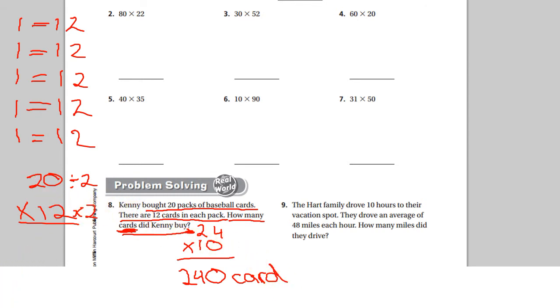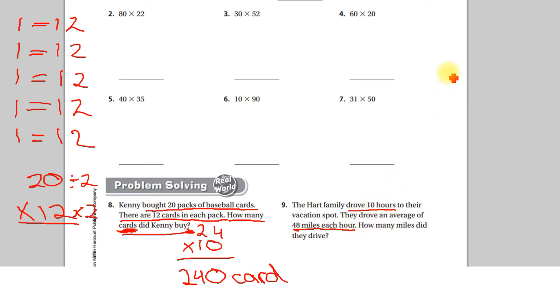All right. Let's see. The Hart family drove 10 hours to their vacation spot. They drove an average of 48 miles per each hour. How many miles did they drive? So again, I'm going to underline the important information. They drove 10 hours. Does it matter where they went? No, that doesn't matter. How long they drove, though, that's important. They drove an average of 48 miles each hour.